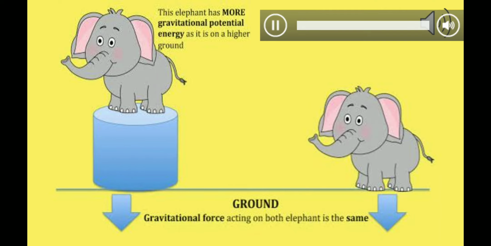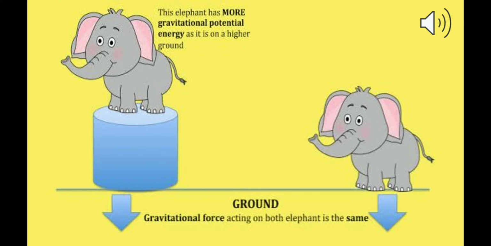So in this figure, we can see there is an elephant. In one figure, the elephant is standing at a height, and in the other one, the elephant is standing on the ground. So the elephant which is standing on some height possesses more gravitational potential energy as compared to the elephant which is standing on the ground. Now, why is this? We are going to study now.